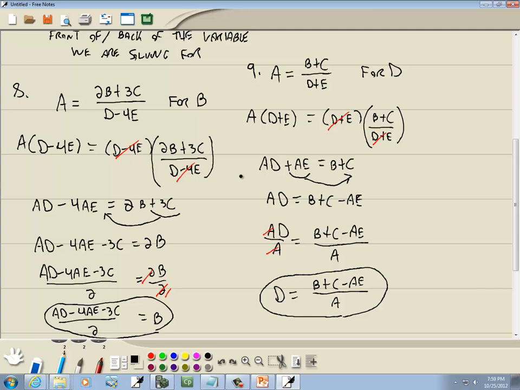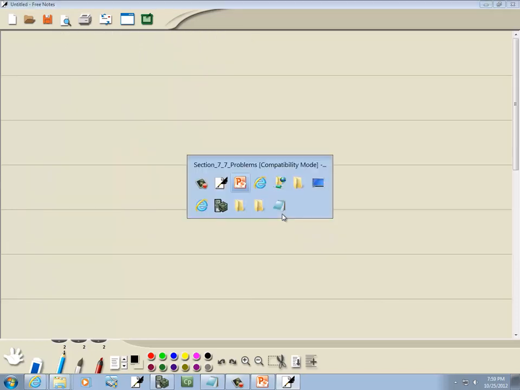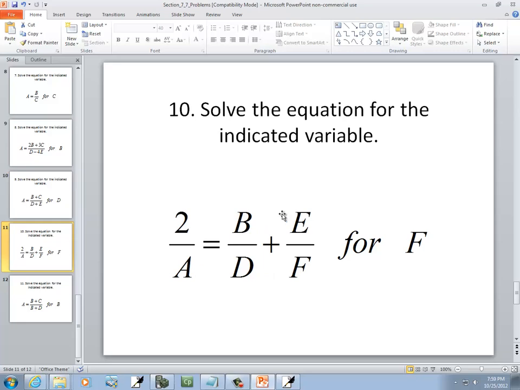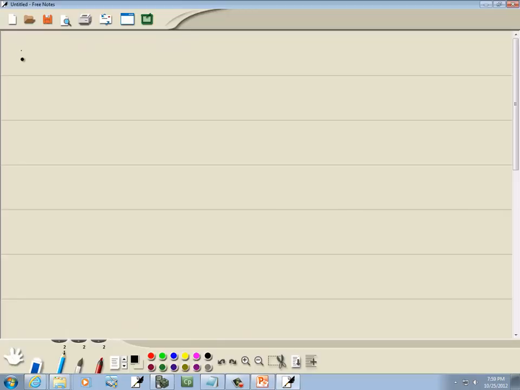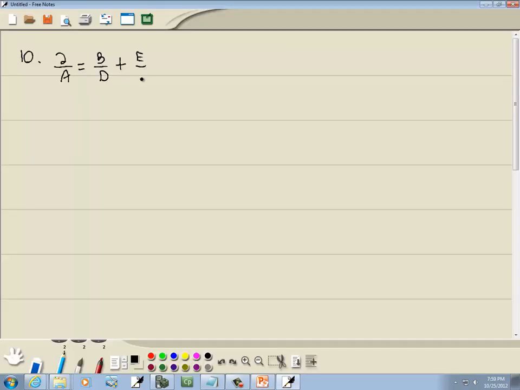And let's start a new page. And let's look at the next problem. So we got 2 over a equals b over d plus e over f, and we're solving it for f.